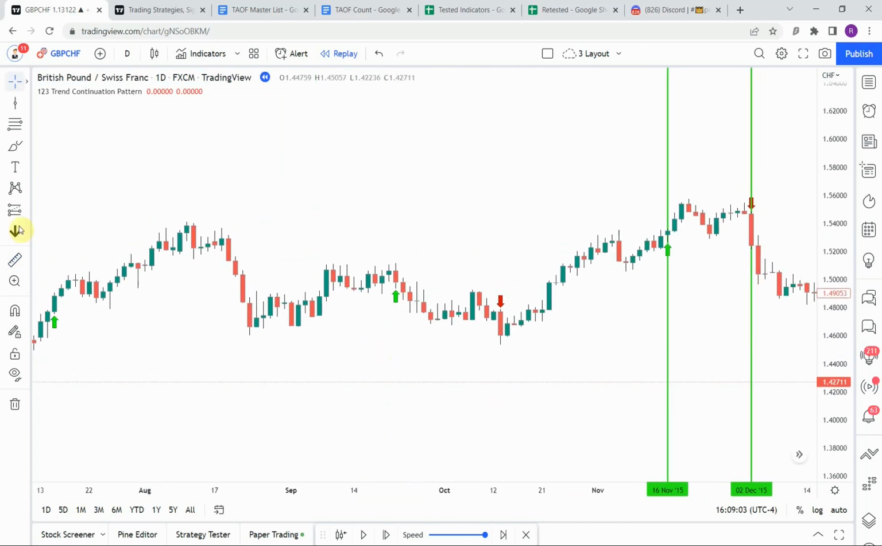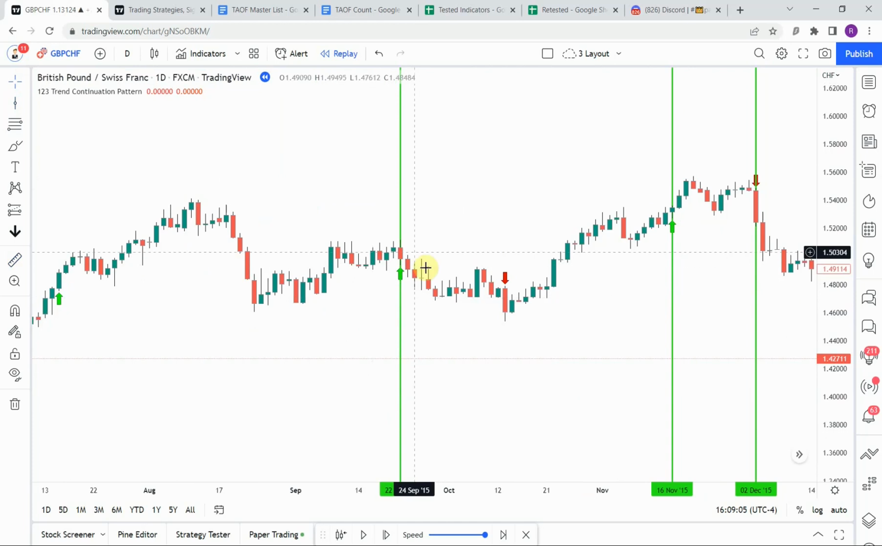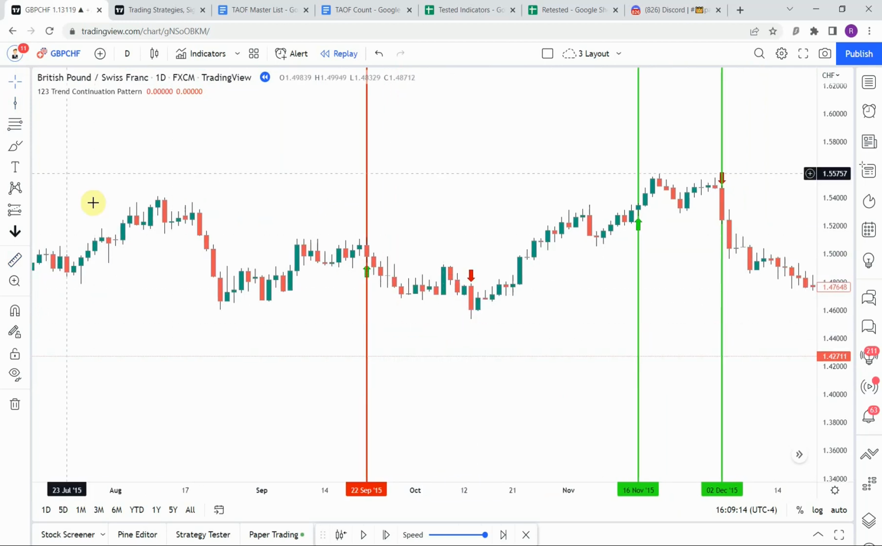Now, of course, not all of them are going to work. For example, here is a long signal, and you can see we get it right as we are starting to move our way down, and we get a push to the downside there. That one would have gotten us stopped out.